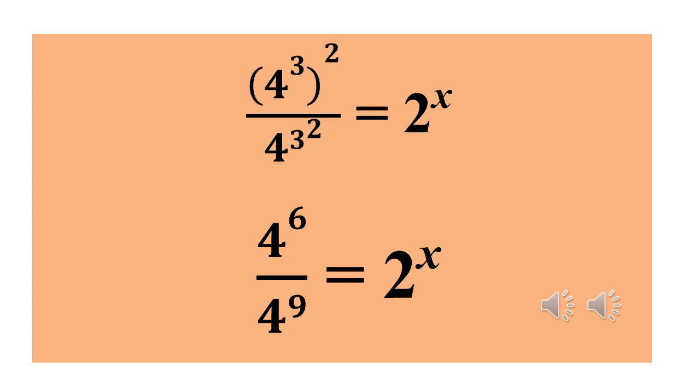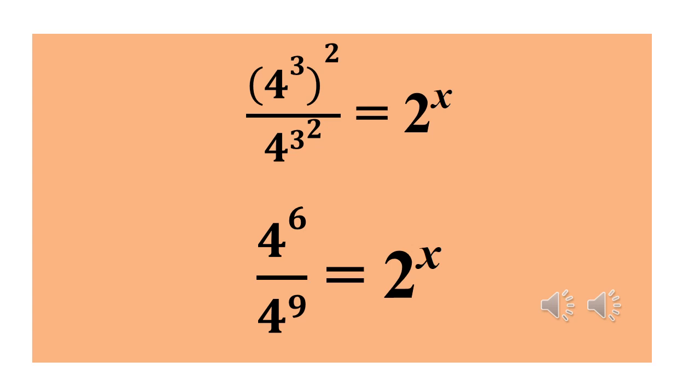So now, to simplify the first question, which is (4^3)^2 over 4^(3^2) equals 2 raised to power x. The first thing we are going to do here is to multiply the power in the numerator. That is, in 4 raised to power 3 into bracket raised to power 2, the power 3 is multiplying the power 2. So 3 times 2 is 6. So the numerator is now 4 raised to power 6.